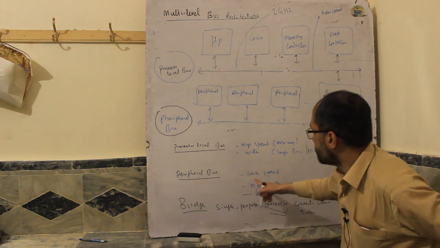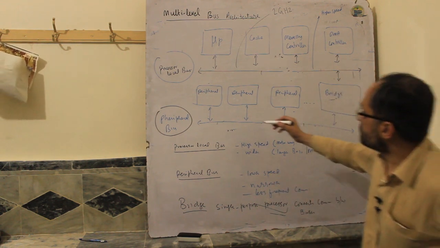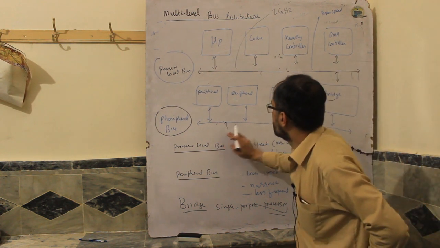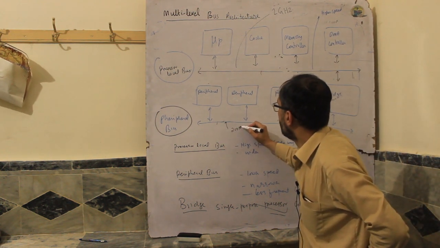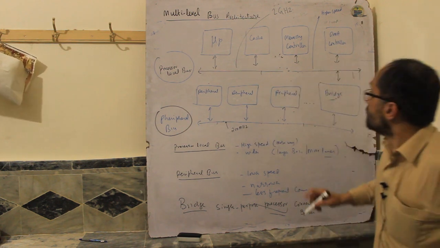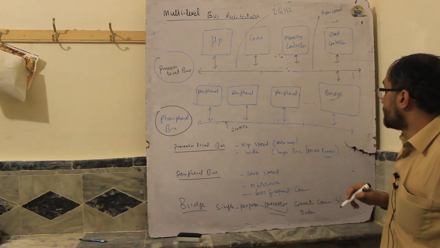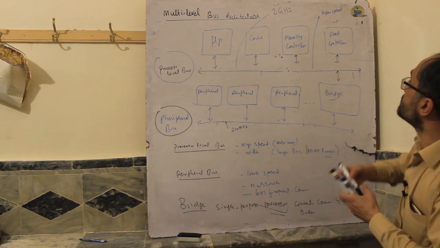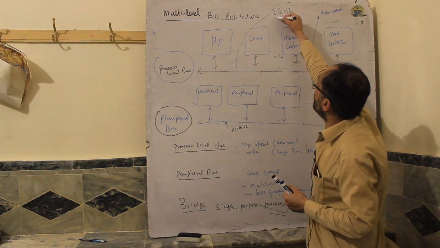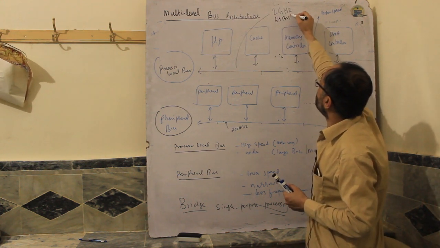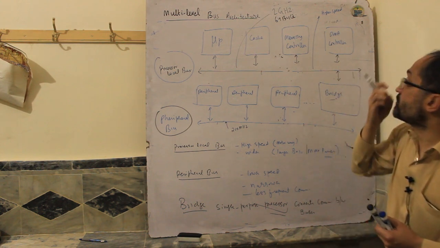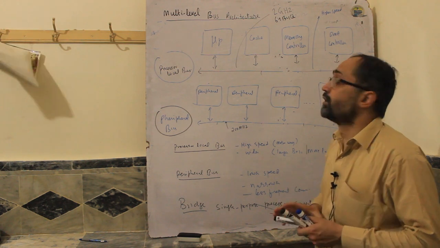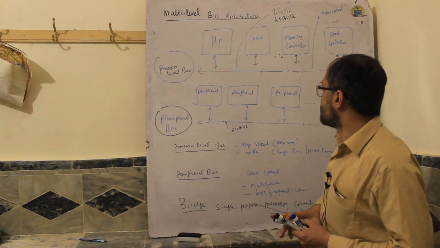While the peripheral bus operates at a lower speed, maybe 200 megahertz. The processor local bus is also wider in size, a larger size. The size of the processor local bus may be 64 bytes. If the size of the bus is 64 bytes, it means that 64 bytes are transferred in one clock cycle.